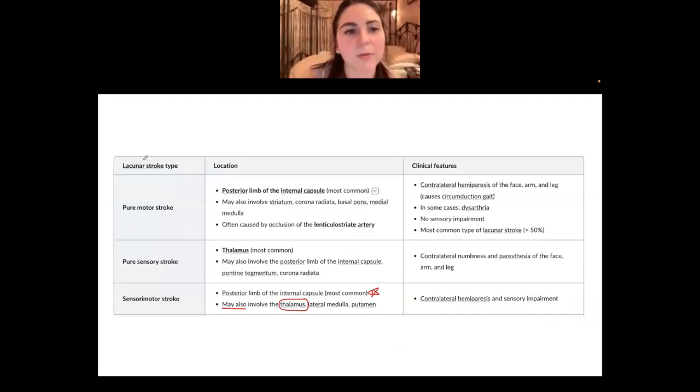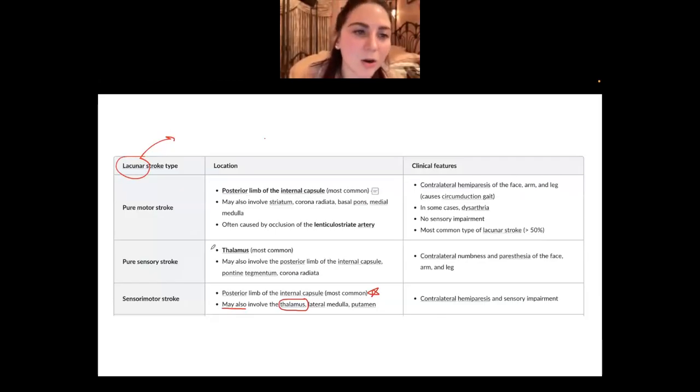One of the most common lacunar strokes is what I just talked about, of the lenticulostriate vessels. So we're affecting the internal capsule, and we're affecting the basal ganglia and whatnot. But we're not going into this today. That's what lacunar strokes are. We will talk about it at some point, but like I said, they have really weird symptoms.